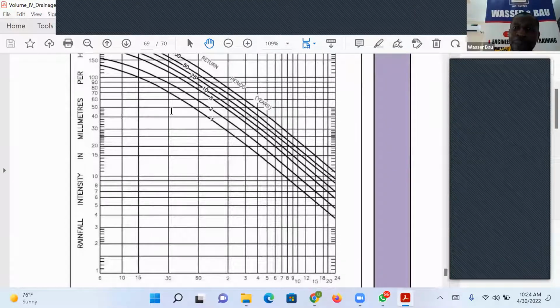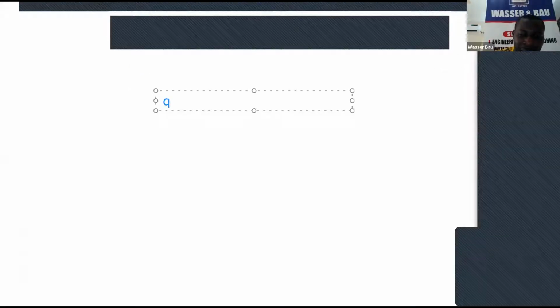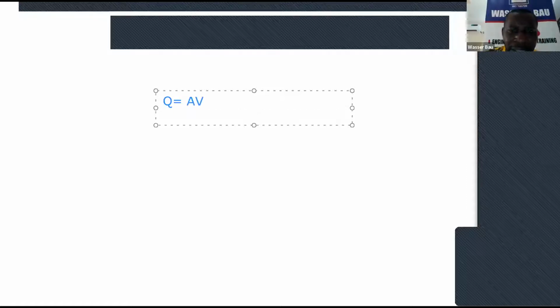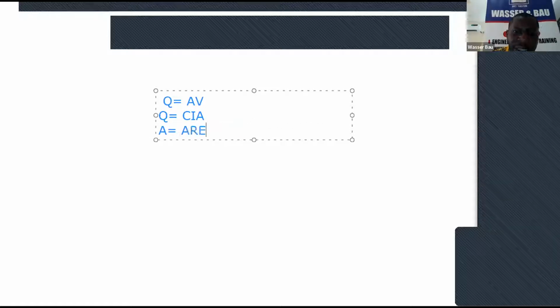If you can capture this universal formula that Q is equal to AV, then you are good to go. It is fluid mechanics, thermodynamics, or hydraulics. If you split it down, it gives you CIA, where A is your area. To get your Q, this area will be the area of catchment. But when you now get your Q and you want to find your pipe size, the area becomes the cross section of the pipe. Area of catchment or pipe diameter.